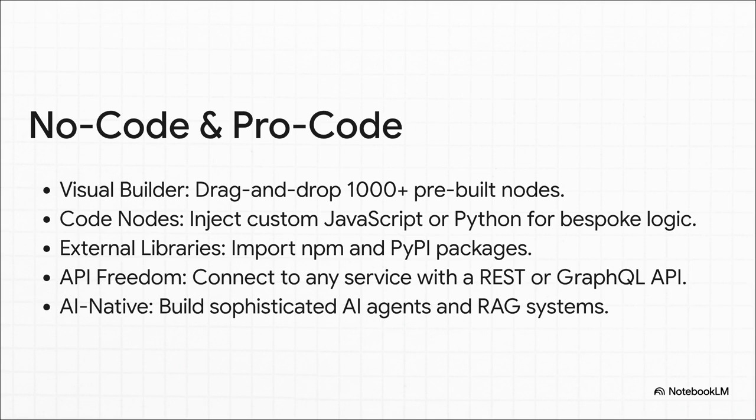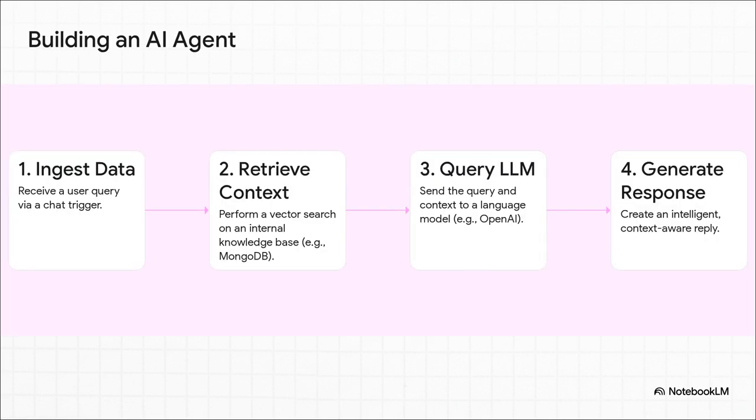But the second you need to do something unique, bam, you just drop in a code node and write whatever JavaScript or Python you need. You can import libraries from NPM or PyPI, connect to any API out there, and build some seriously advanced AI agents. Let's make that real for a second.